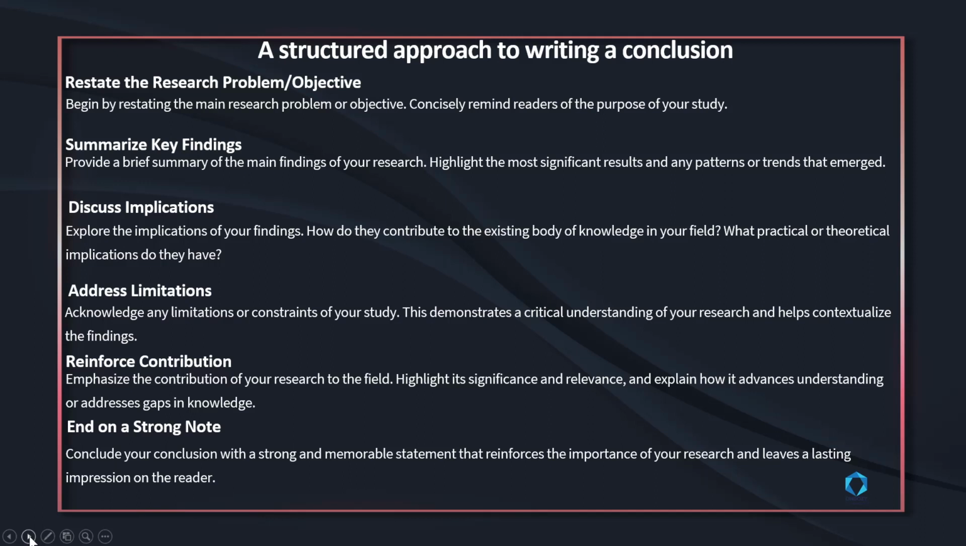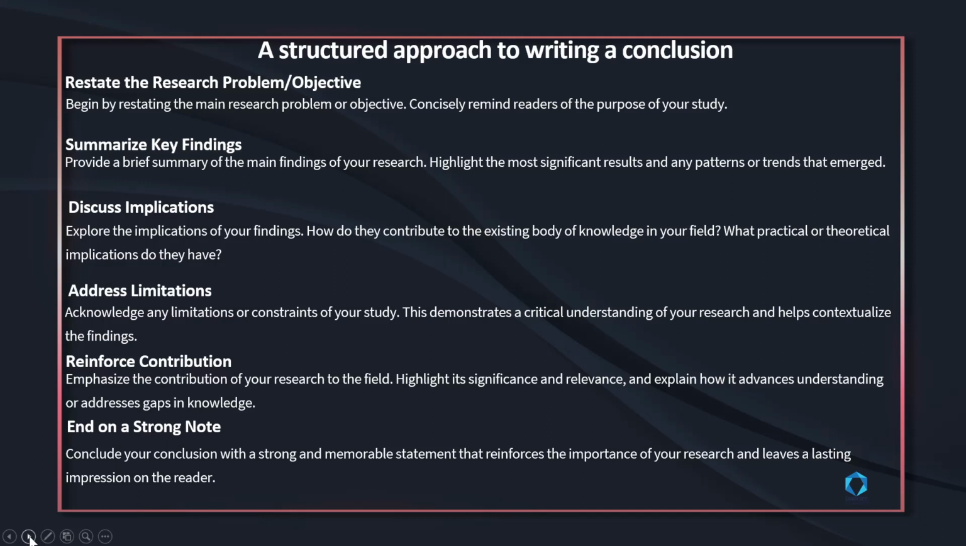Then address the limitations. You have to acknowledge any limitations or constraints of your study. When you acknowledge limitations and constraints in your study, you are demonstrating that you have a very critical understanding of your research, and you are helping to contextualize the findings of your study. Do not be afraid to address limitations and constraints of your study. It's very, very important.